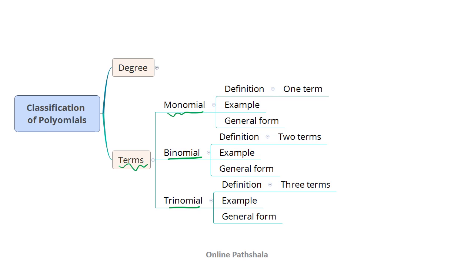It's very simple. It's just based on the number of terms. So mono means one, bi means two, and tri means three. So these names themselves are very self-explanatory. So a monomial is simply a polynomial that has one term.